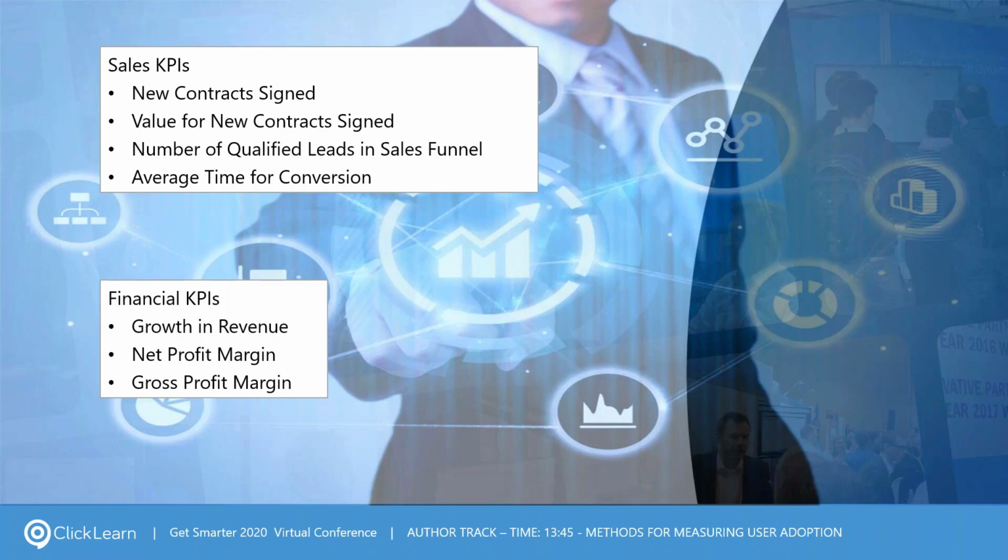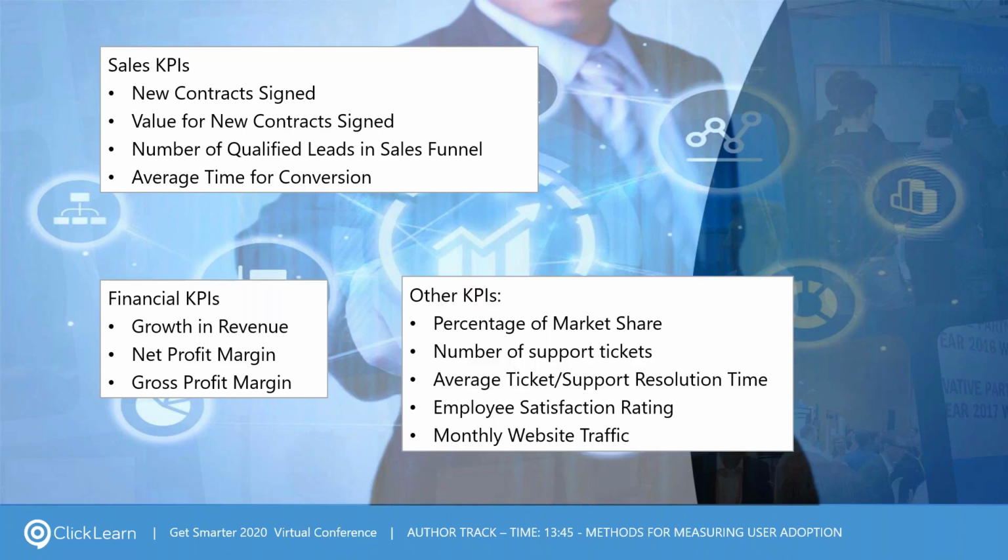If it's within the finance area, it could be growth in revenue, net profit margin, gross profit margin, and so on. And if we look at other KPIs, it could be percentage of the market share, number of support tickets, as we already talked about, and average ticket or support resolution time might also be something that we need to look into. Employee satisfaction rating, monthly website traffic, and stuff like that. So it can vary a lot what KPIs you need to set up.